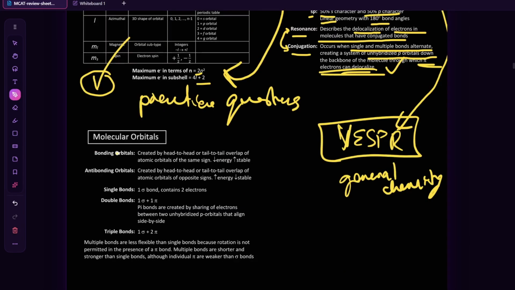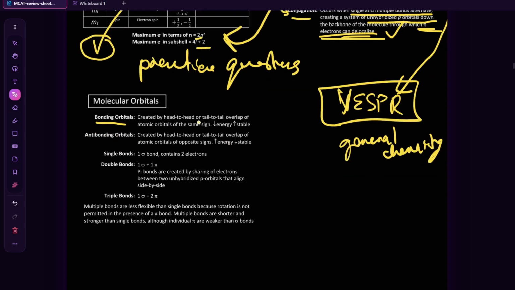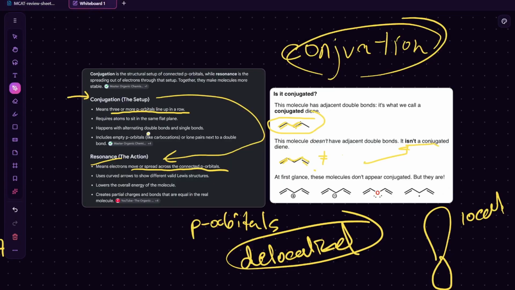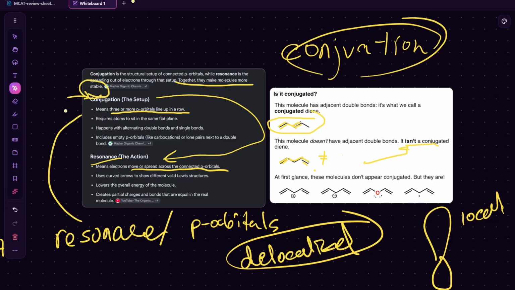Okay, for molecular orbitals, bonding orbitals are created by head-to-head or tail-to-tail overlap of atomic orbitals of the same sign. That will decrease energy. Also, this leads to more stabilization. Together, they make molecules more stable. So if you have a resonance and conjugation setup, basically, you have a more stable molecule. I forgot to add that.